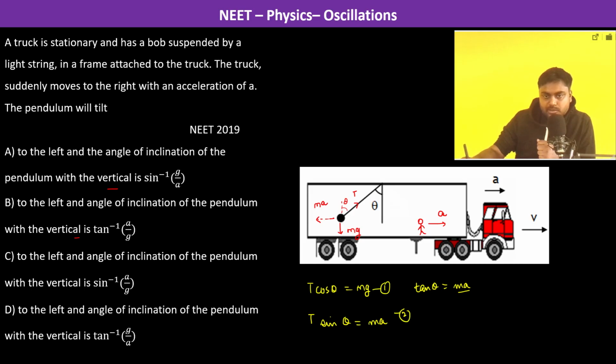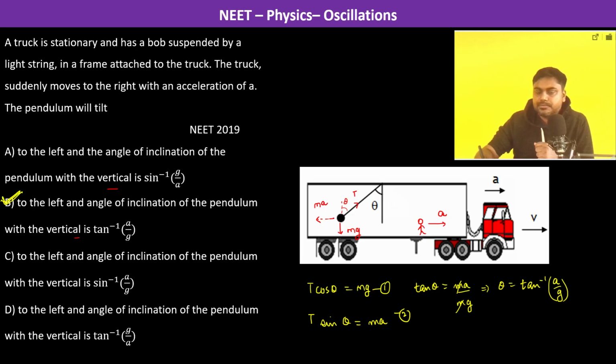Now we divide the second equation by first. So tan theta equals ma upon mg, m gone. So therefore theta is tan inverse a by g with the vertical, and of course it will be to the left. So to the left, and with the vertical it's tan inverse a by g. So therefore b is going to be the answer.